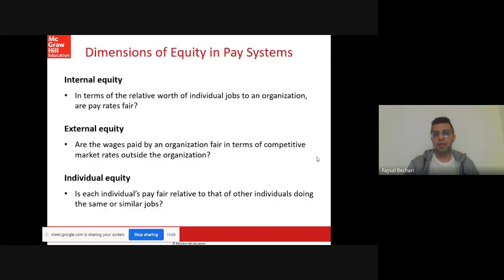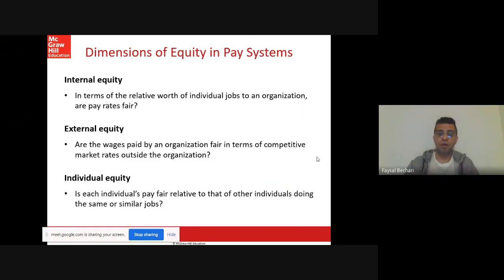Now, the dimensions of equity in a pay system. So we said it's not equality, it is equity. There is what you call internal equity. And the question that you need to answer, in terms of the relative worth of individual jobs to an organization: are pay rates fair? Are we paying fairly for that job position? And then you have external equity: is the wage paid by an organization fair in terms of competitive market rates outside the organization?